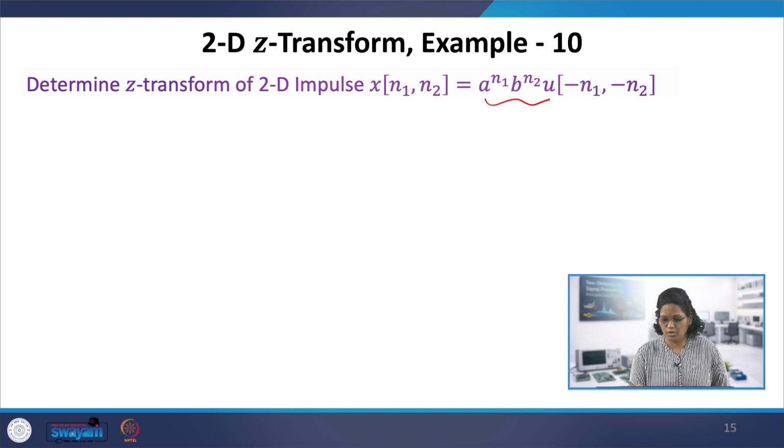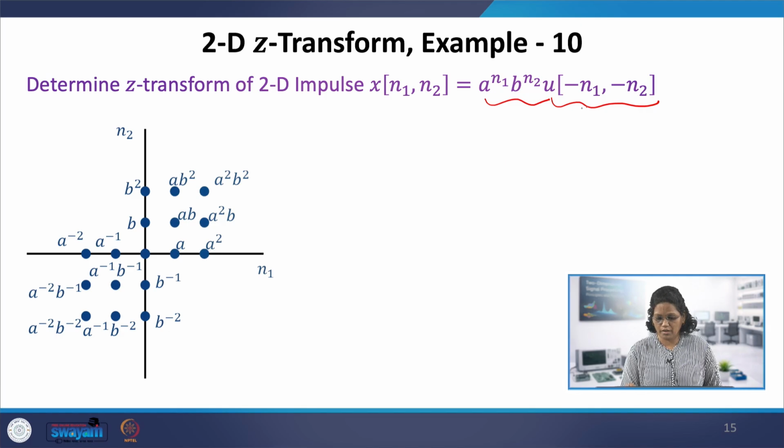So a to the n1, b to the n2, this signal is known. We have done it in the two examples, and this is the one which is u of minus n1 and minus n2. If we plot this sequence, n1 and n2 depend on that. At n1, n2 equal to 0, 0, it is going to be 1, and for positive values of n1 and n2, it is ab and a square b square and so on.